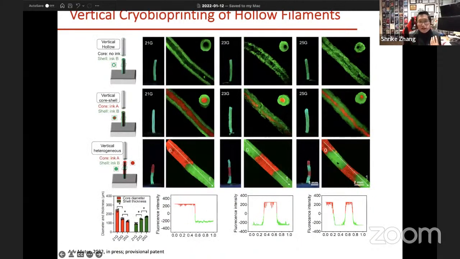And then not only can you do that, you can also create hollow structures. So here, if you have a coaxial nozzle, right? So basically a nozzle that has multiple layers, you can also create these hollow filaments during this vertical bioprinting process, right? So it's not solid, but a hollow filament that has a hollow interior. And you can also fill the interior. So it's like a core shell structure that has multiple materials in different layers, and can also alternate structures, right? So having multiple segments that are being printed during this cryo bioprinting process.